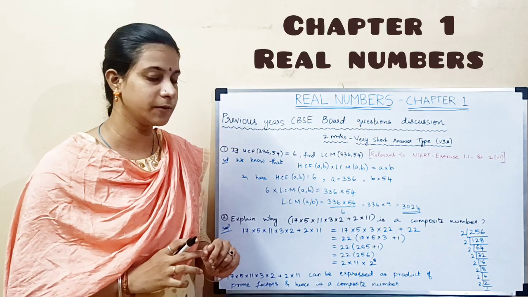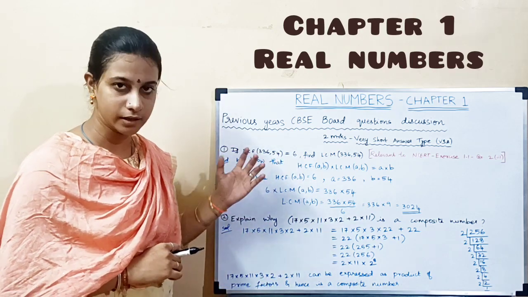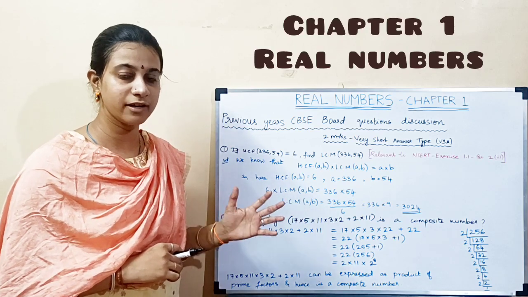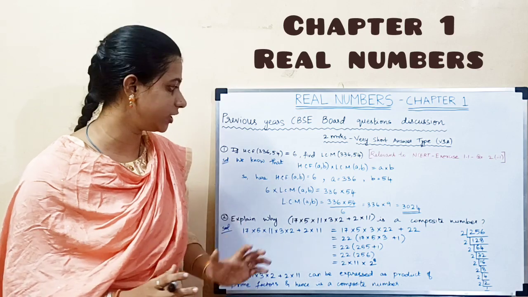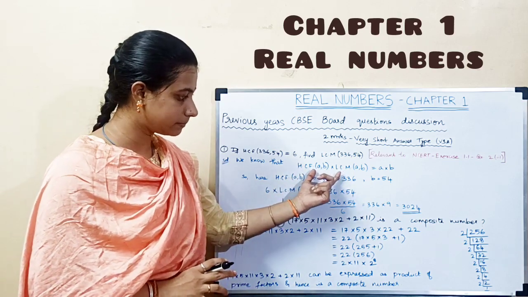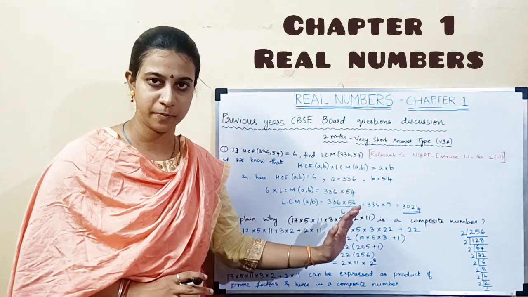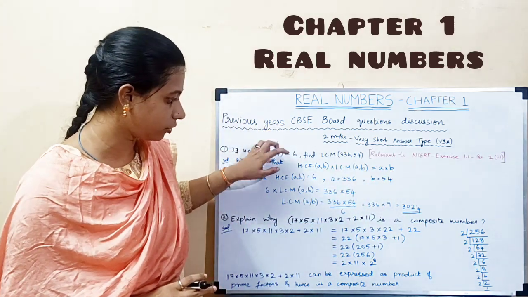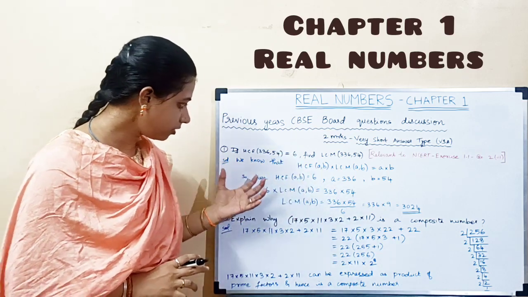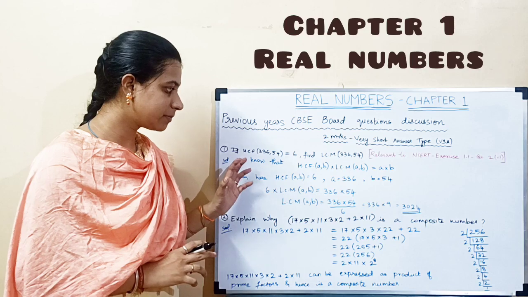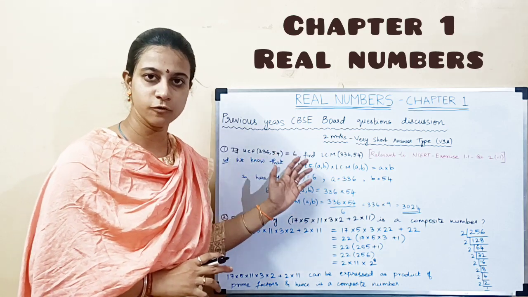In NCERT, the numbers 336 and 54 are given, and you are asked to find the HCF and LCM and also verify the condition: HCF of the numbers into LCM of the numbers is equal to the product of the respective numbers. This condition you are asked to verify in the NCERT question, but in the board question paper, the HCF of the numbers is given and we are asked to find the LCM.